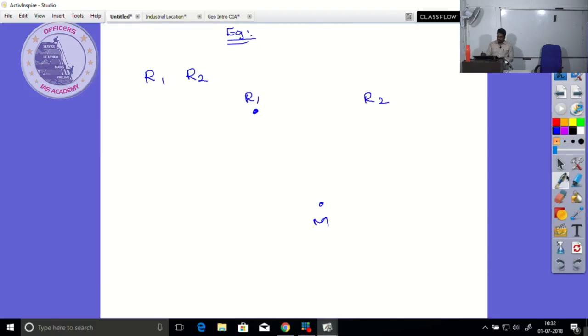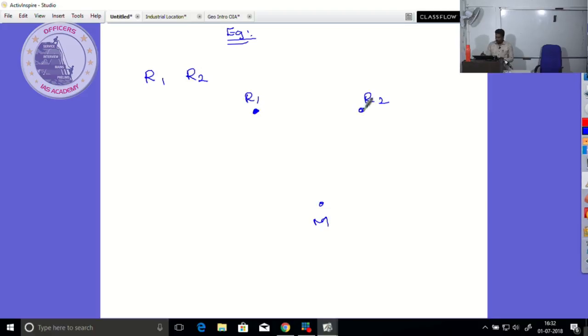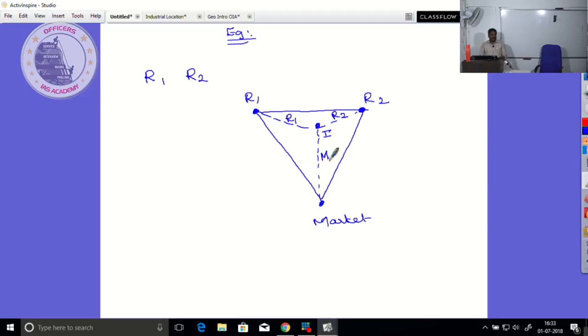Raw material 1 is available somewhere here, raw material 2 somewhere here, and the market somewhere here. Where exactly can you have the industrial location? Anywhere within this triangle. But to justify, if you can compute the best transportation cost, you can select a center point such that you have effective transportation cost. This is the industry, this is the transportation for raw material 1 and for raw material 2, and this is the transportation cost you spend on the market. Similarly, for market oriented industries with different raw materials, the industrial location will be somewhere here.